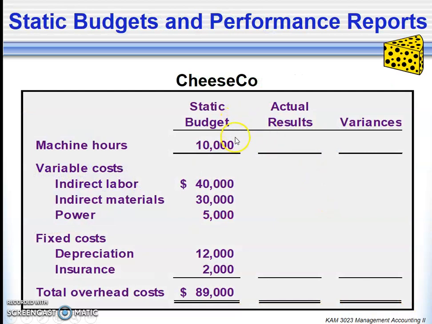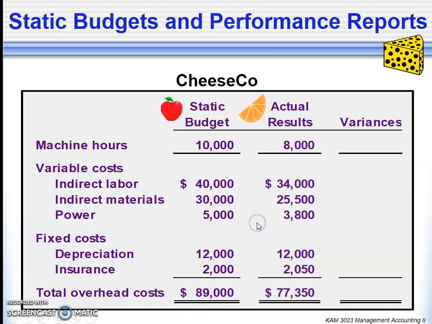Okay, for static budget, for 10,000 machine hours, and the variable cost, fixed cost, the total overhead cost is 89,000. But the actual results, the company only managed to operate at 8,000 machine hours. They are budgeted for 10,000, but actual results, the company only managed to operate at 8,000 machine hours, and as a result, this is the cost incurred.